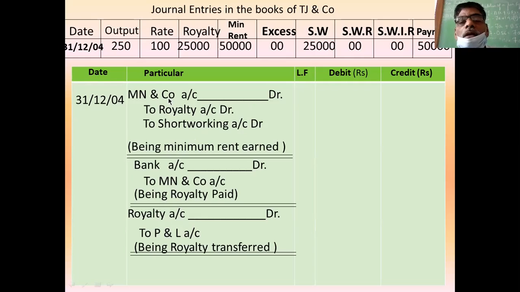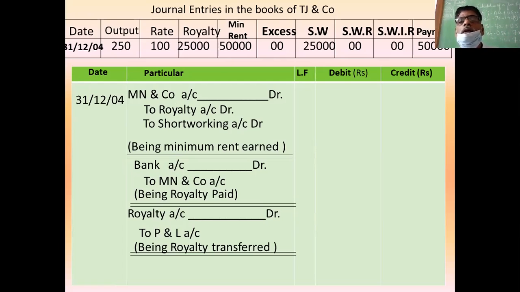And in the lessee account, whatever is debited, that is to be credited. In the lessee book, royalty and short working debited, here credited. And the name credited, it is debited. Here bank debited, there we credit. Royalty credit, P&L account debit there. It is exactly opposite of the lessee book entry.